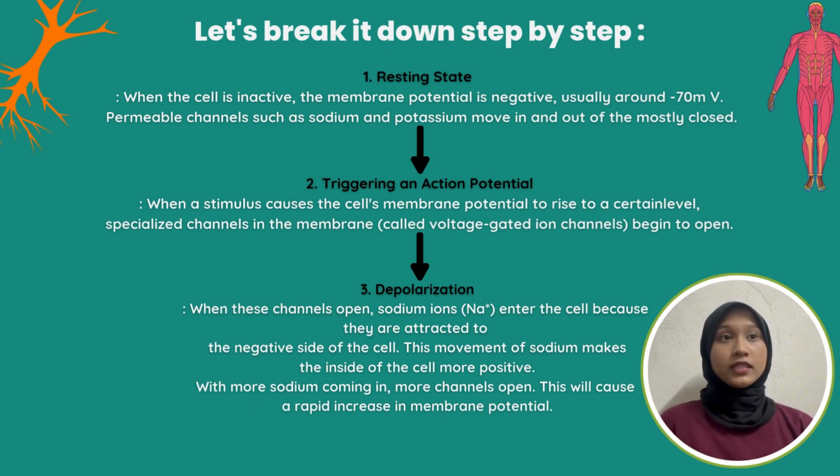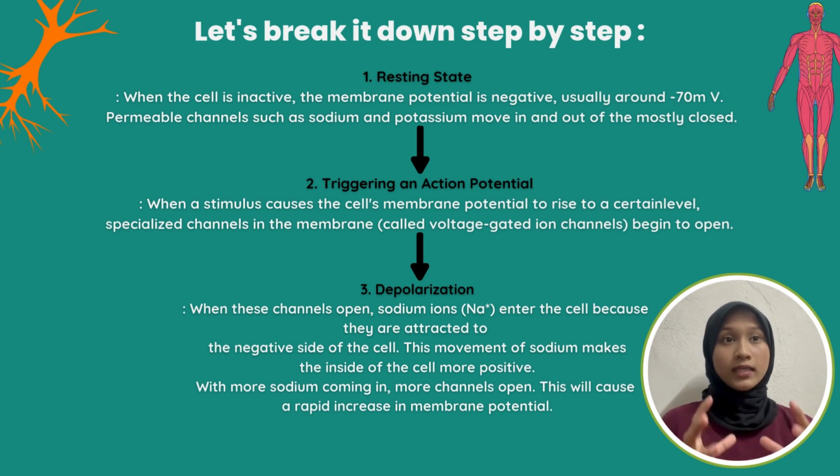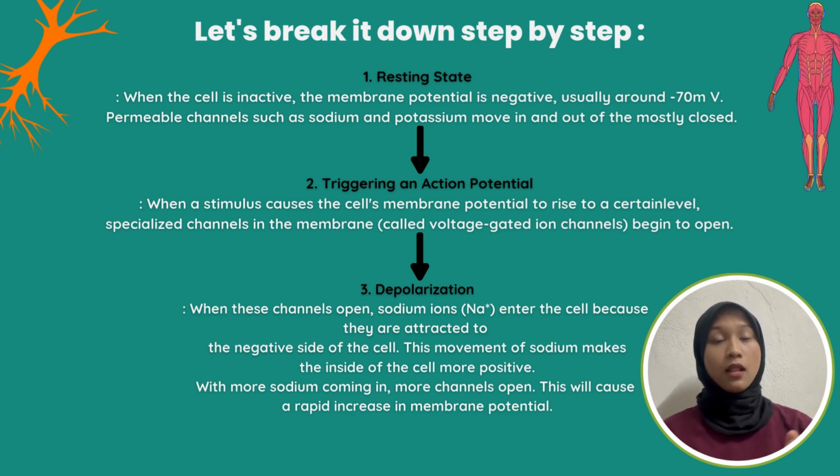Step 2, triggering an action potential. When a stimulus causes the cell's membrane potential to rise to a certain level, special channels in the membrane called voltage-gated ion channels begin to open. Step 3, depolarization. When these channels open, sodium ions, Na+, enter the cell because they are attracted to the negative charge of the cell. This movement of sodium makes the inside of the cell more positive. With more sodium coming in, more channels open. This will cause a rapid increase in membrane potential.